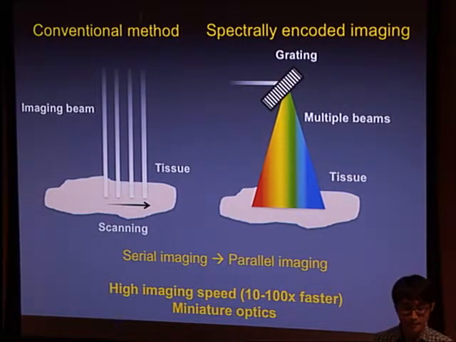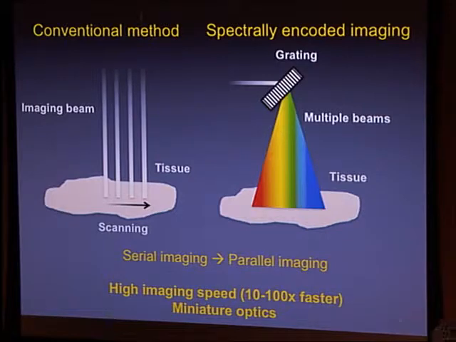It's faster because until the blue beam gets to the red end of the tissue, you don't have a complete image of the red end of the tissue. And so it seems like it takes every bit as long to scan, right?